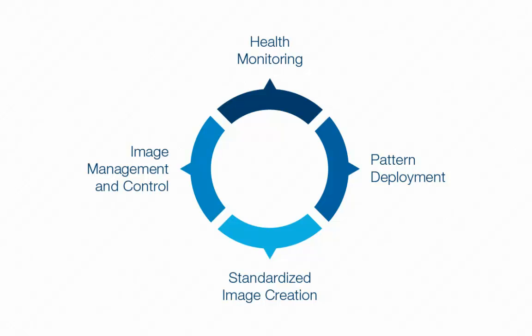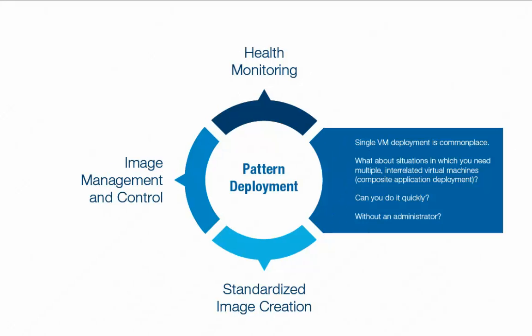So if I start off with another quick chart, I want to focus on four main capabilities that I'll be describing in the rest of this demonstration. The first is going to be pattern deployment. Deploying a virtual machine is something that many hypervisors can do very easily. What about situations where you need multiple, interrelated virtual machines deployed? What if you need to deploy a composite application? How much administrator interaction is required today to do such things? What if you could deploy those patterns with a click of a button? Or better yet, what if your end users could deploy those applications with a click of a button?